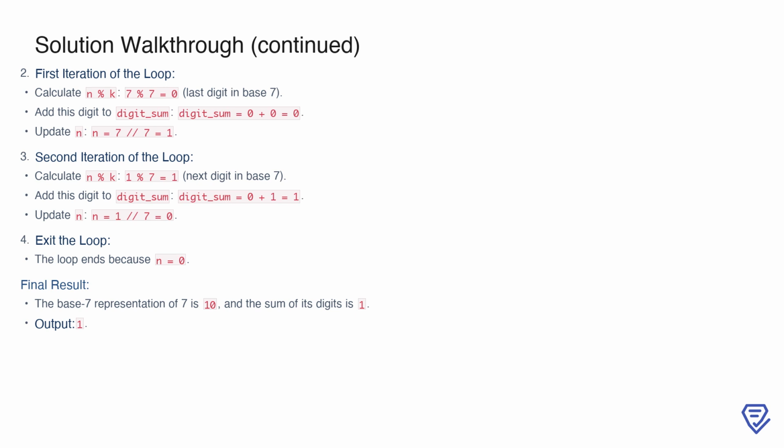In the second iteration, n%k results in 1, the next digit of the base 7 representation. Adding this value to digit_sum updates the sum to 1, and integer division reduces n to 0. At this point, the loop ends because n has reached 0. The base 7 representation of 7 is 10, and the sum of its digits is 1. Therefore, the output for this example is 1.